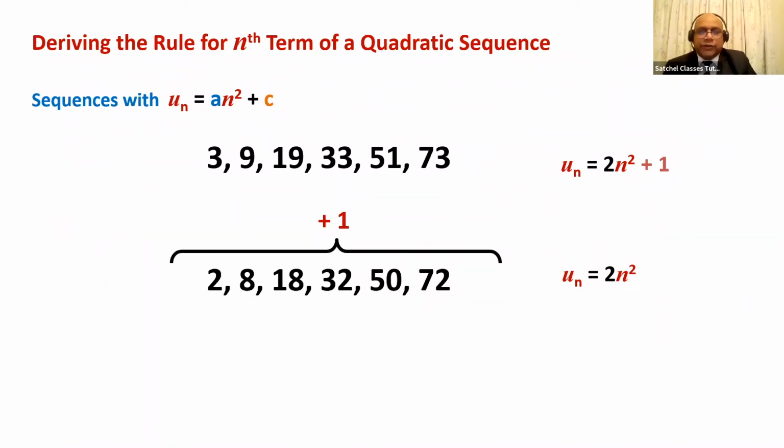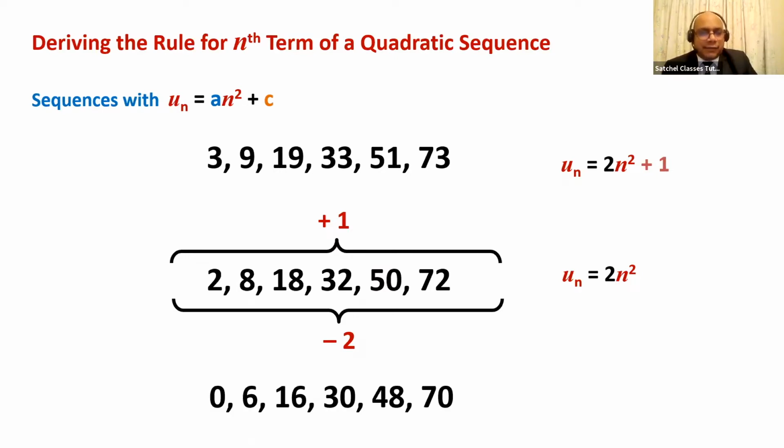Likewise, if I were to subtract 2 from each term of the original sequence, what is the sequence that we'll end up getting? We'll get 0, 6, 16, 30, 48, and 70, right? And what do you think will be the rule for this new sequence? Well, because we subtracted 2 from every term of the original sequence, this one will have a rule 2n squared minus 2. It's as simple as that. Correct?